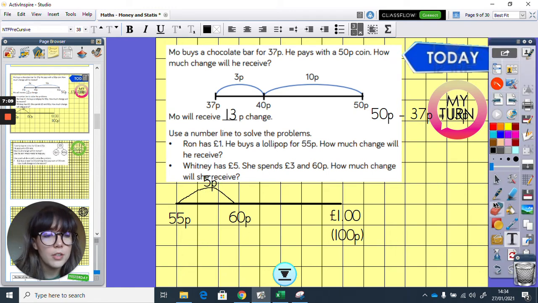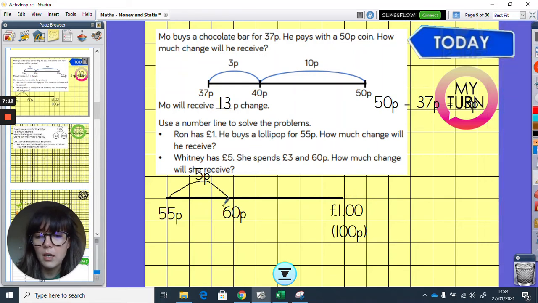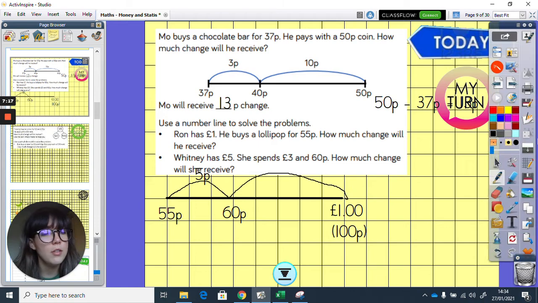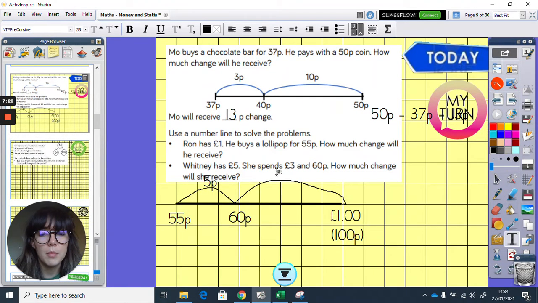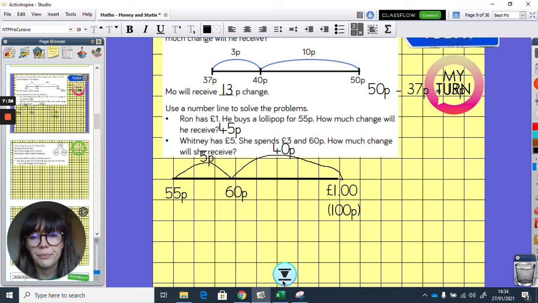Now I need to do another jump, and I'm going to do my other jump because we need to get to 100, don't we? 100p. I'm going to do a jump of 40. Luckily, I know my number bonds to 100 because I know my number bonds to 10. 6 add 4 is 10, so 60 add 40 will be 100. So the answer to this question is 45p, and that's because I've added my jumps up.